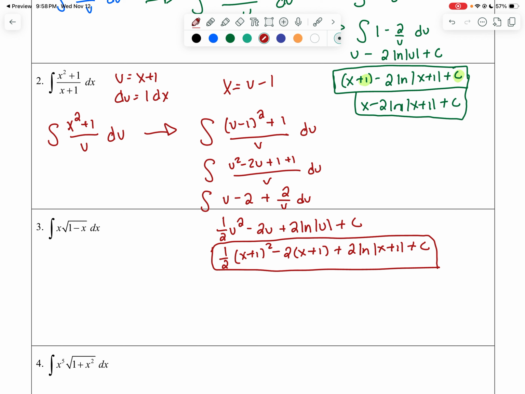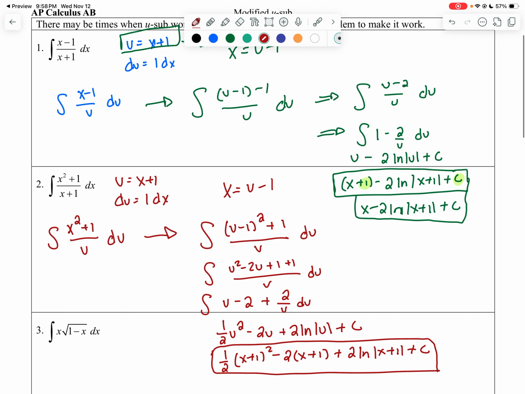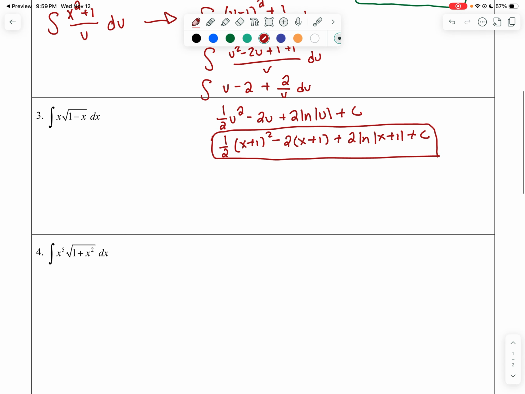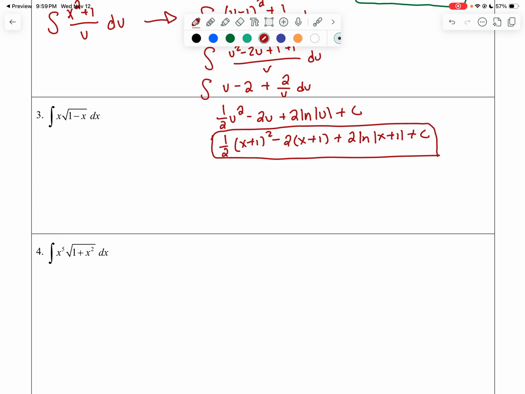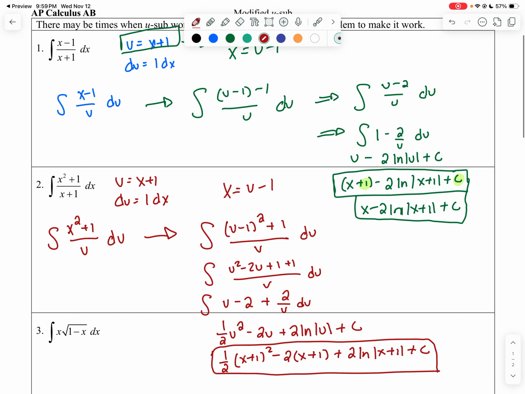Now, you might be thinking, oh my god, that's a lot. And I'm going to be honest, yes, that is a lot. Like I said, U sub is not my preferred choice of solving these two problems. I am going to have to use U sub no matter what for number 3 and number 4. But anytime you see a fraction like this, like number 1 and number 2, most likely if you could simplify that fraction by dividing, then please divide first.